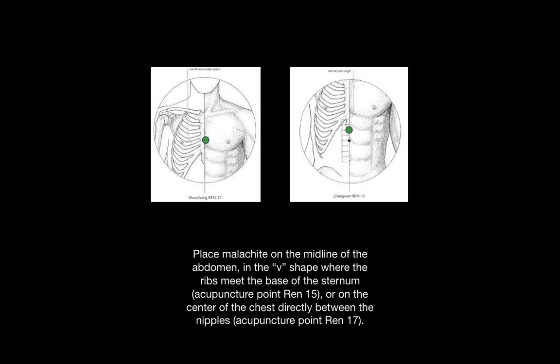Here is a protocol to release repressed trauma. First, place malachite on the midline of the abdomen, in the V shape where the ribs meet the base of the sternum, on a point known as Ren 15, or place it on the center of the chest, directly between the nipples, on Ren 17.